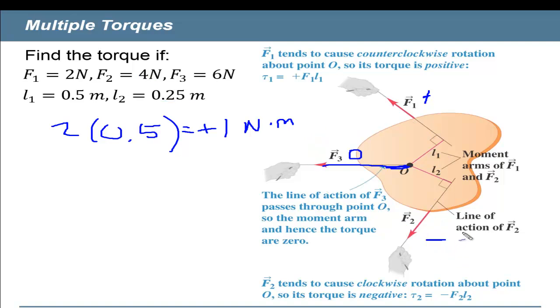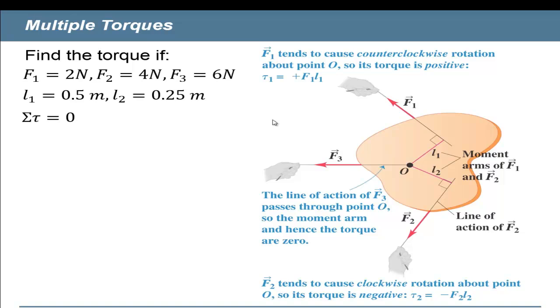This would be a negative 1 newton. This would be a positive or negative 1 newton meter and a positive 1 newton meter. And this will be 0 newton meters. And so our net torque should actually be equal to 0. The sum of all the torques is equal to 0.